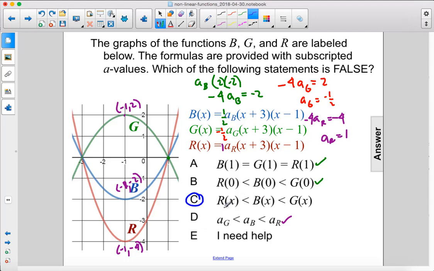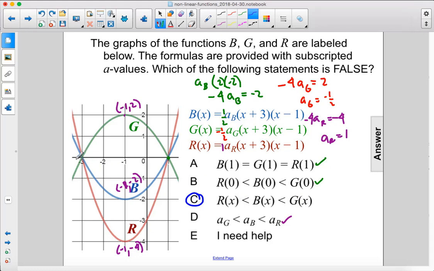C is false because this does not hold true for all x values. Between -3 and 1, this is true. R is the smallest. At any x value, the y value on R is going to be smaller than for B or G, and G is the greatest. So for example, at x equals -2, R is way down at -3, B is at -2.5, or -1.5, and G is all the way up at +1.5. So you can see that this does hold true.